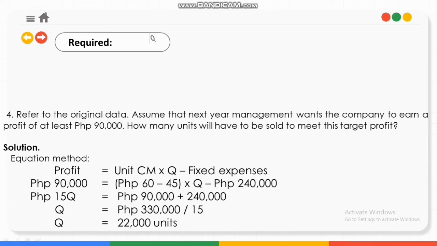330,000 pesos. So, para makuha natin yung Q, i-divide natin yung both sides sa 15. So, 15Q over 15 and 330,000 pesos over 15. So, cancel yung 15. So, matitira na lang yung Q. Tas yung 330,000 divide sa 15 is equals to 22,000 units.